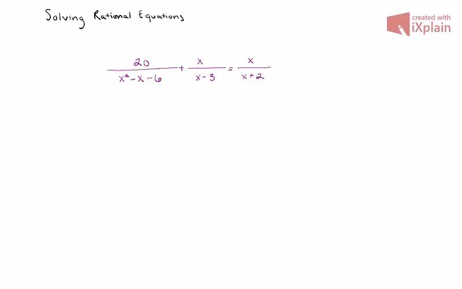Hi everyone, this video is going to investigate solving rational equations. In this situation right now we have 20 over x squared minus x minus 6 plus x over x minus 3 is equal to x over x plus 2.